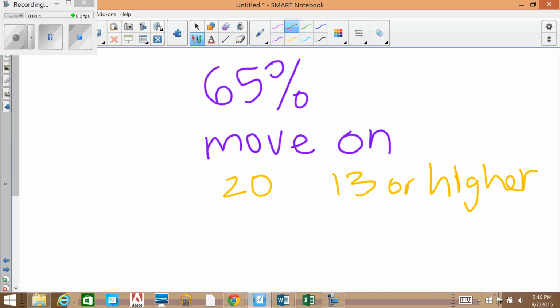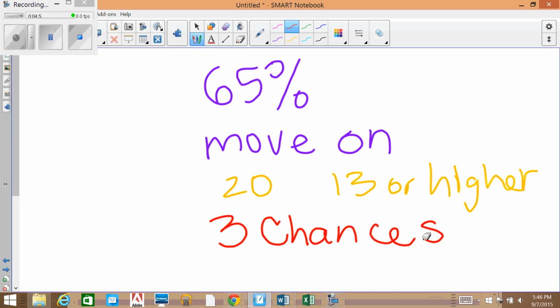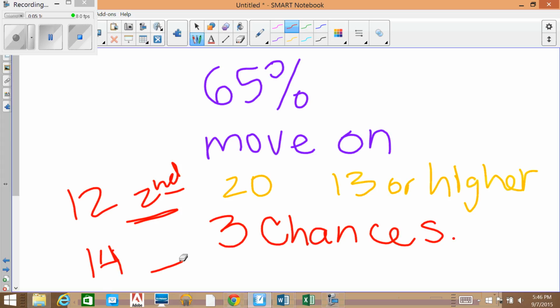Now the nice thing about it is you get 3 chances to make that happen. But you only get 3 chances if you get below a 13. So if you get 12 on the first one, it's going to give you a second try. But if you get a 14 on the first quiz, you do not get to take the second one. Or if you get a 14 on the second quiz, you do not get to take the third one. So what that means is, if you are looking to get an A in this course, you're going to want to make sure that most of your quizzes, or all of them, are 18s or 20s.